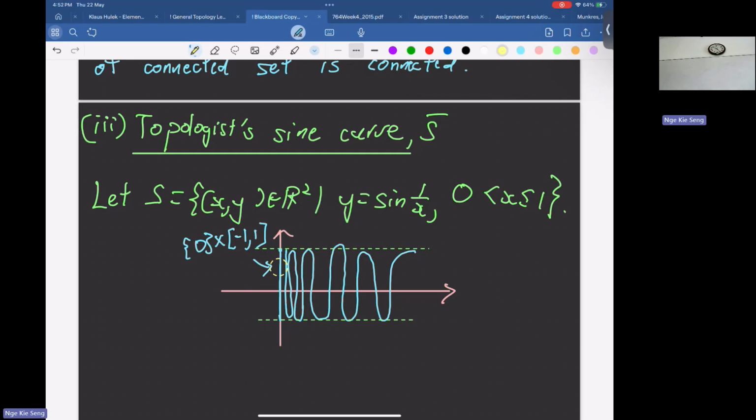Because you might think that if you cannot separate them, then there should be a path, but it tells you there is no path. Okay, there's no path. This path will never reach this line. Never. Not any point on this line. You see it very close, but you can never get there.